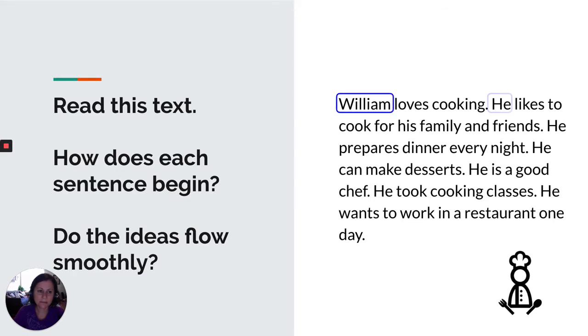We have William, then he, then he, then he, then he again, he, and he. It's getting repetitious, right? When we begin sentences the same way over and over again, the text doesn't flow smoothly. We don't see the connections between the ideas. They just sound like a series of different thoughts.